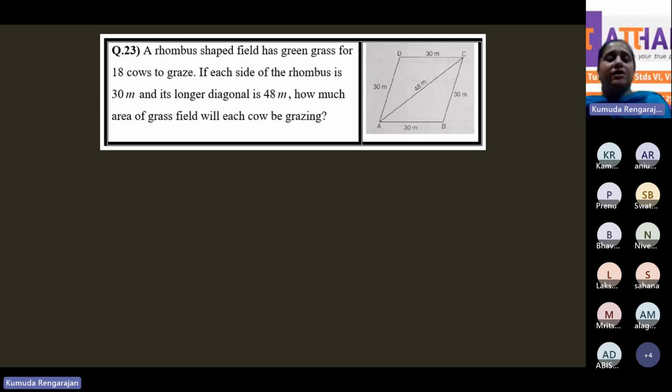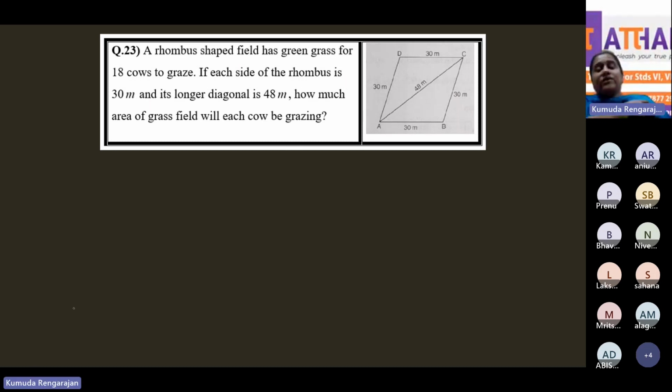Okay, so here, a rhombus-shaped field has green grass for 18 cows to graze. 18 cows can graze in this rhombus-shaped field. If each side of the rhombus is 30 meters, so it's marked here, 30 meters, and the longer diagonal is 48 meters, how much area of the field will each cow be grazing?